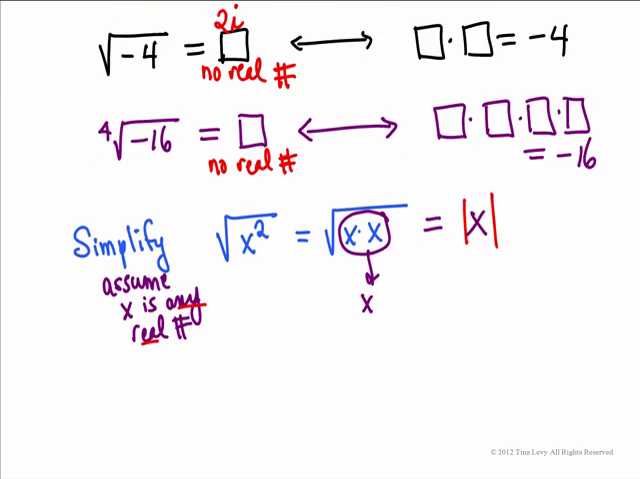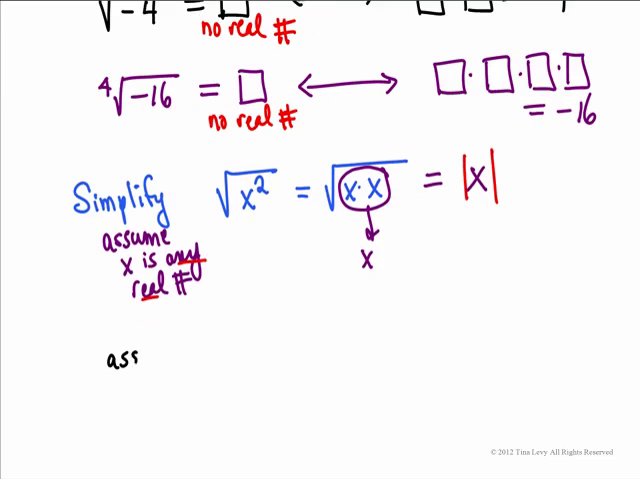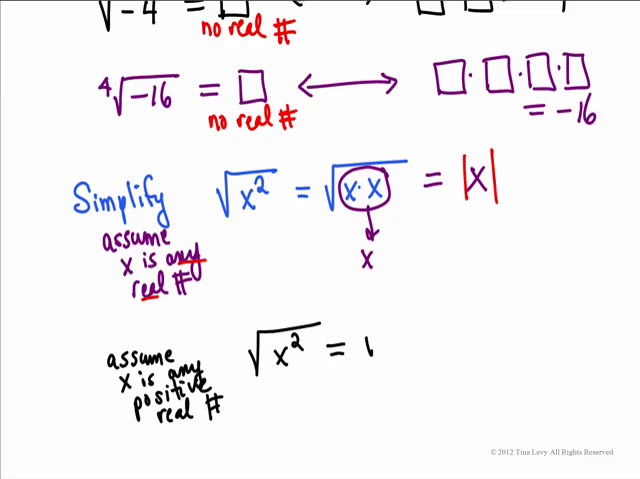However, if I had said assume x is any positive number, if I said assume x is any positive real number, then square root of x squared, which would have had the x times x.